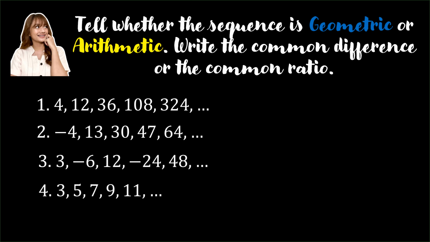Number 4, we have 3, 5, 7, 9, 11, and so on. Is it geometric or arithmetic? If it's geometric, then write the common ratio. If it's arithmetic, then write the common difference. Lastly, we have negative 3, 3, negative 3, 3, negative 3, and so on. Now, observe the given sequence. Is it geometric or arithmetic? If it's arithmetic, then write the common difference. If it's geometric, then write the common ratio.